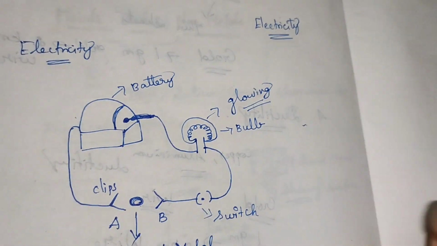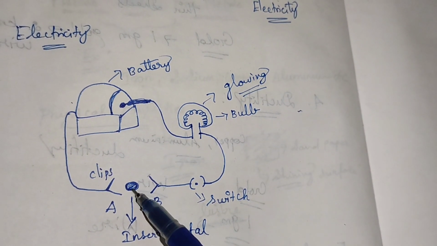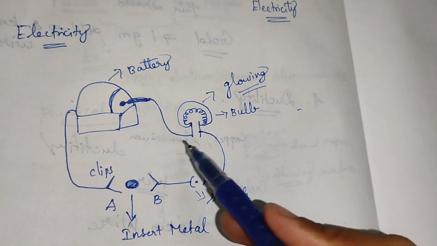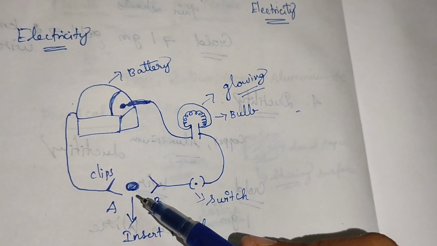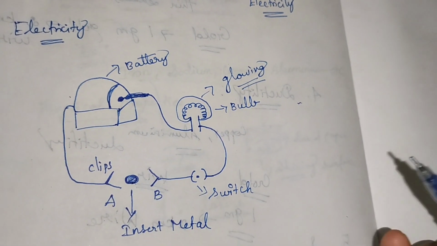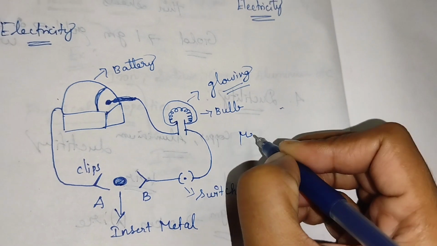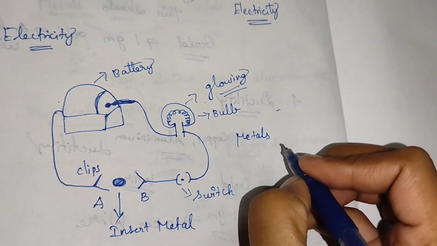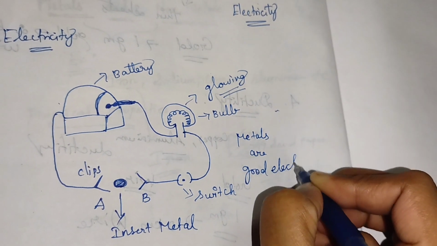So from this experiment, what you observe is that when electricity is passed, the metal conducts the electricity in a very good manner. So the bulb glows. So metals are very good conductors of electricity.